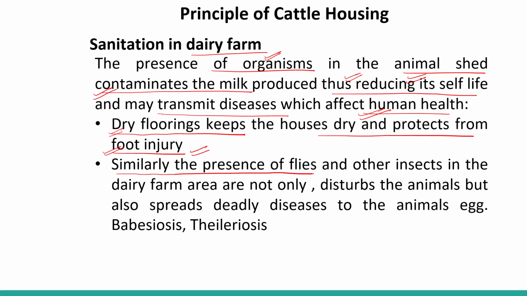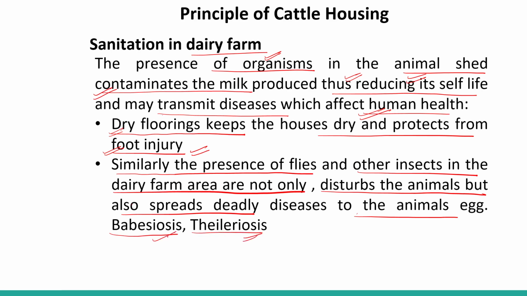Similarly, the presence of flies and other insects in the dairy farm area not only disturbs the animals but also spreads deadly diseases in the animals, that is babesiosis and theileriosis. These are the two very common diseases that are spread by flies. So these flies should always be kept away in the dairy farm houses.